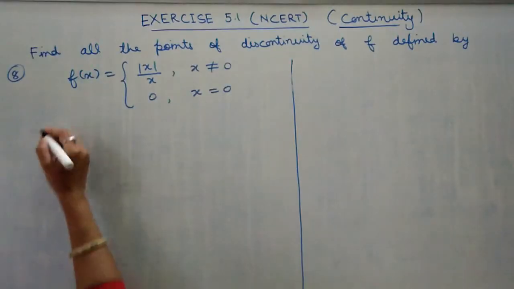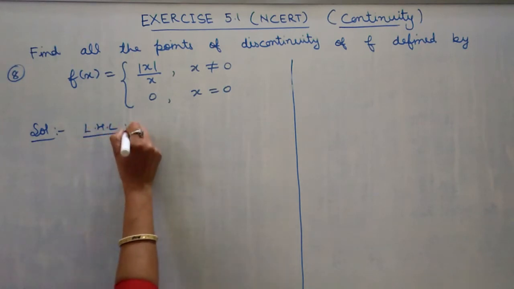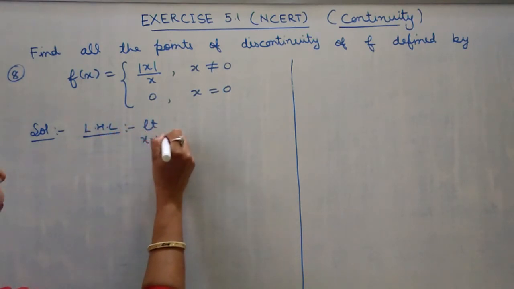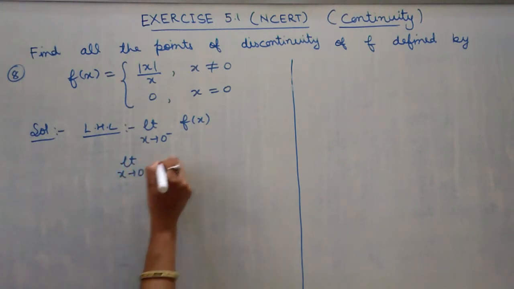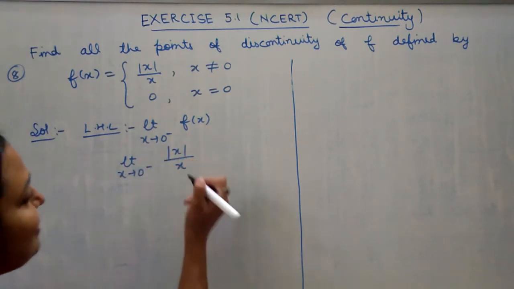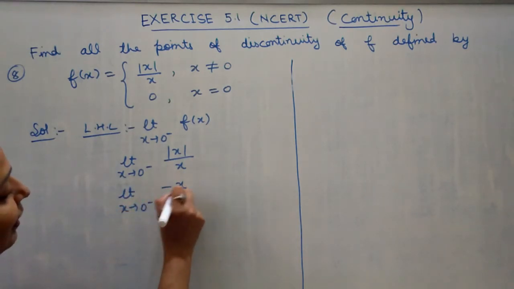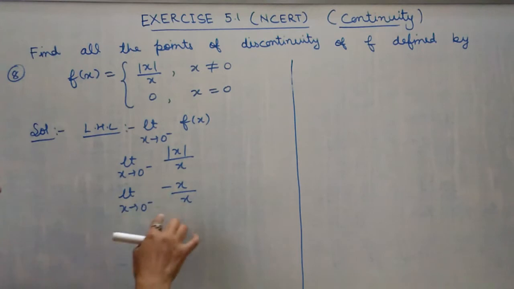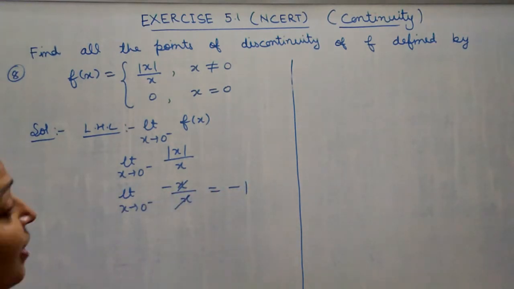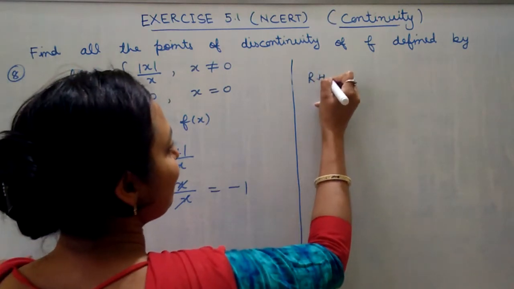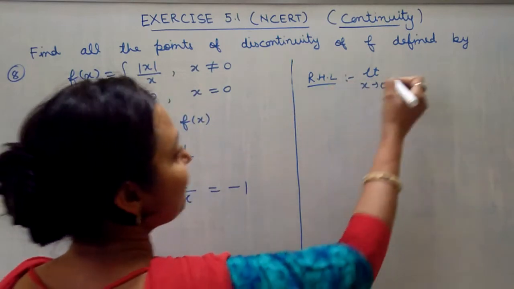Here I will use the left hand limit, that is the limit as x approaches 0 negative of f(x), which is the limit as x approaches 0 negative of mod x upon x. The modulus of x near 0 negative will convert into negative x for values less than zero. So this and this will cancel, we get minus 1.